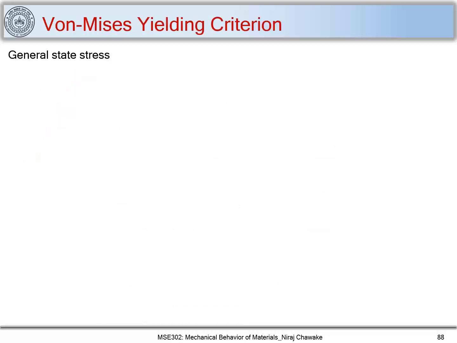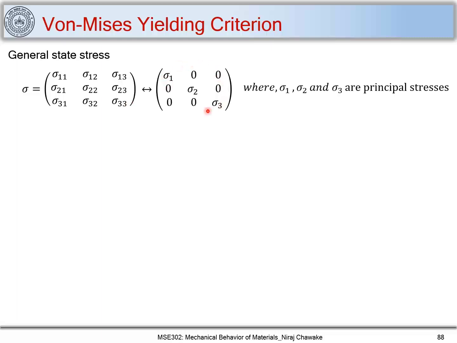So let's look at the von Mises yielding criteria. We are given a general state of stress, which I define with 9 components, having normal components and shear components. This is a general state. We have seen this, and I convert this stress state into a stress state where I just get the principal stresses: sigma 1, sigma 2, and sigma 3. So I can come to planes where I just have normal stresses acting. So I just have principal stresses.